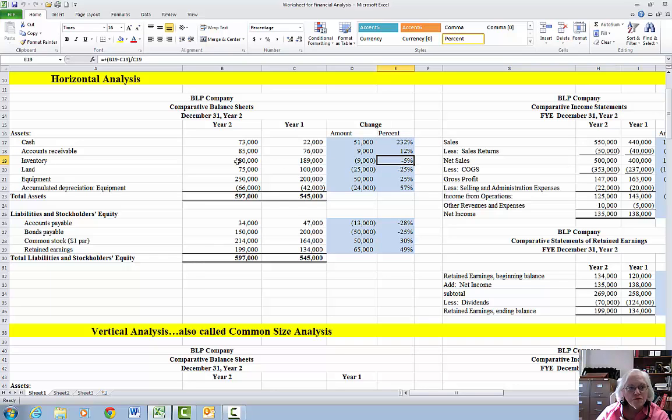So for inventory, notice it went down from 189 to 180. It went down by 9,000. And so the change is a 5% decrease. Notice the minus sign in front of the 5%. That's all you have to do. And you do the same thing with the liabilities. The change is the difference between year 1 and year 2, going down from 47 to 34, and then the percent is the change divided by what you came from. Okay, that's easy enough.